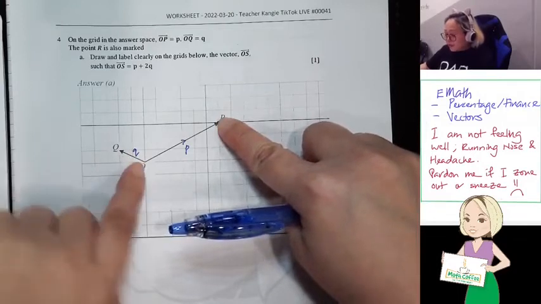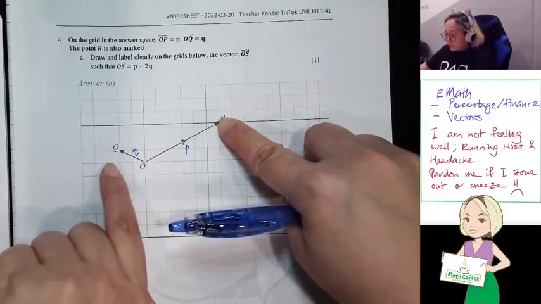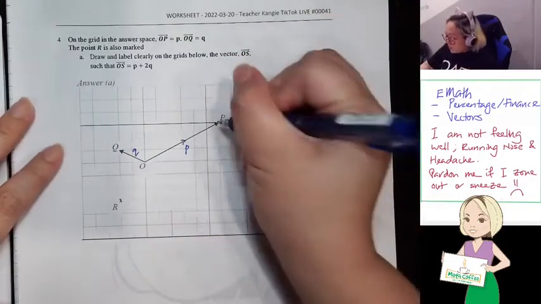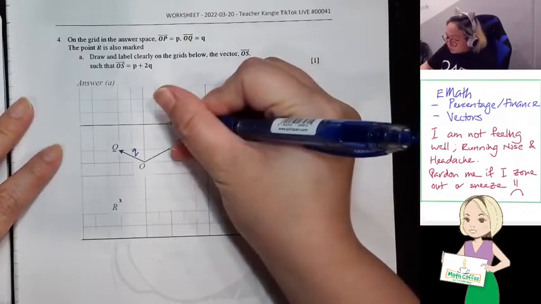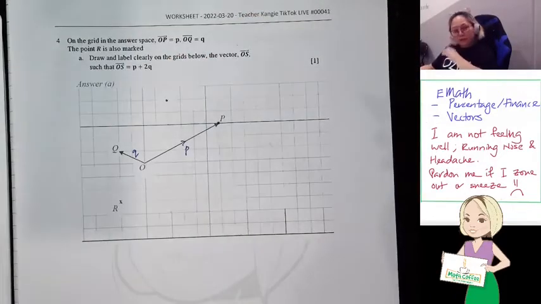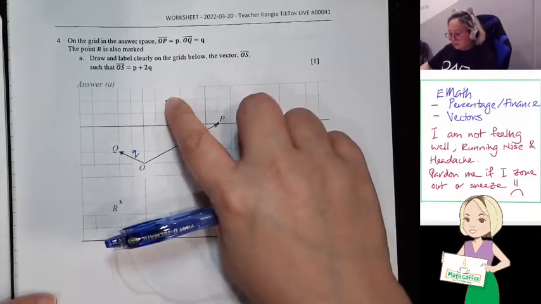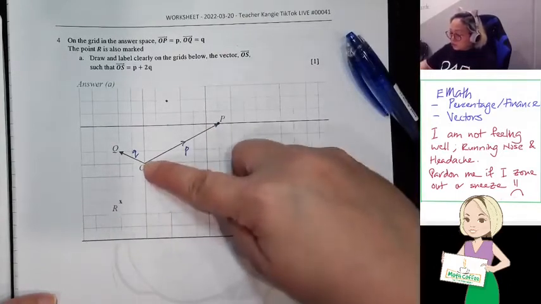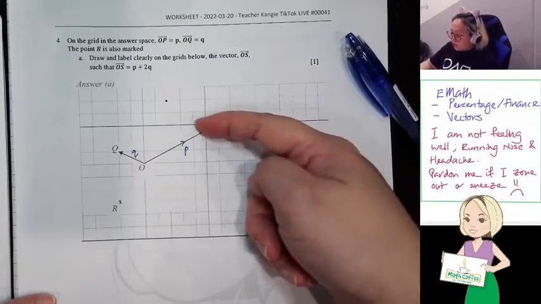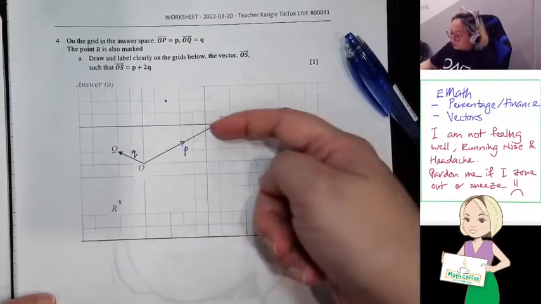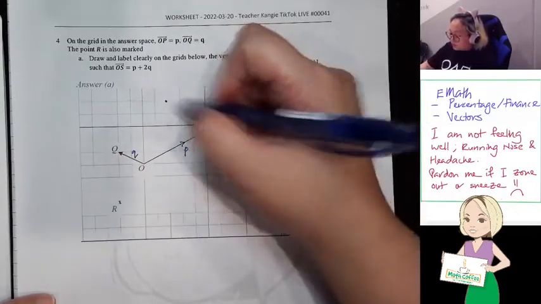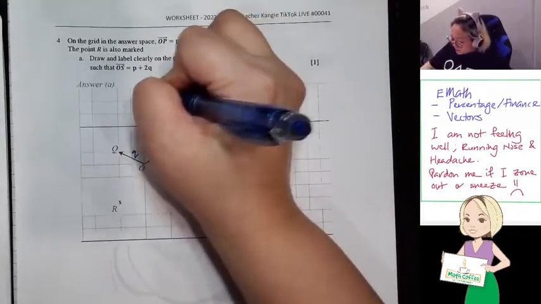Q is going left 2 boxes, up 1 box. If it's times 2, you're going to go times 2. So I'm going to go left 2 times 2, which is 4, and go up 1 times 2, which is 2. So I know this is my S. So this is my point S.